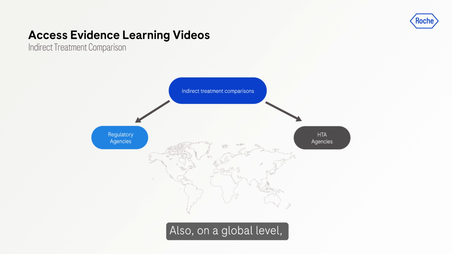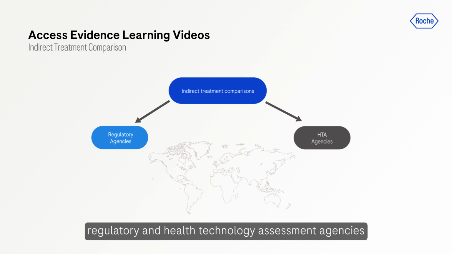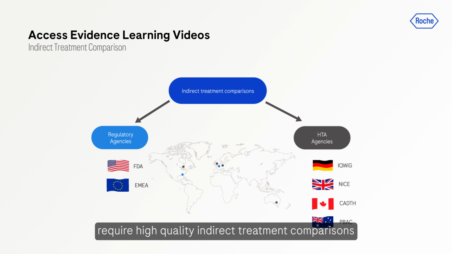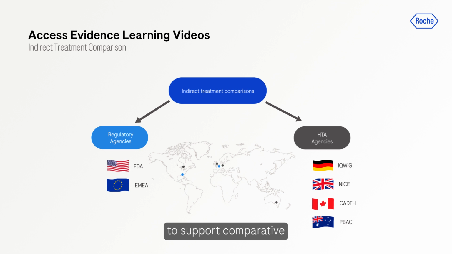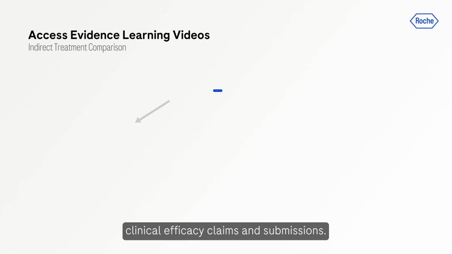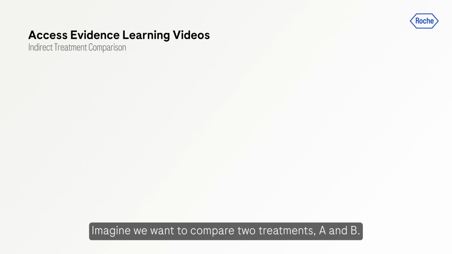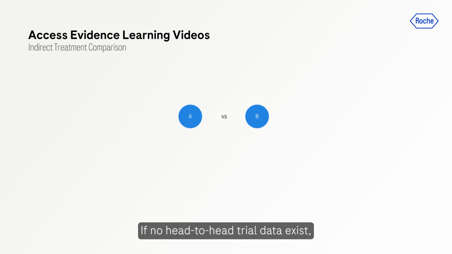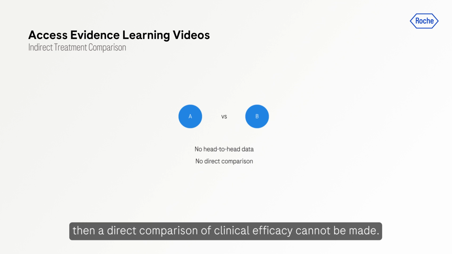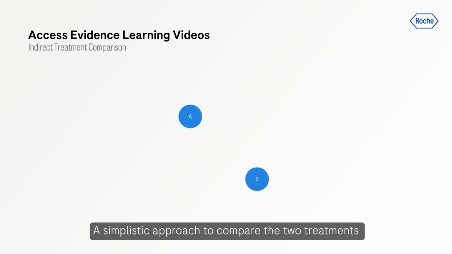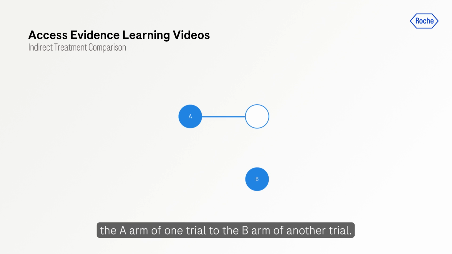Also, on a global level, regulatory and health technology assessment agencies require high-quality indirect treatment comparisons to support comparative clinical efficacy claims and submissions. Let us now consider the rationale and methodology for conducting an indirect treatment comparison in its simplest form. Imagine we want to compare two treatments, A and B. If no head-to-head trial data exists, then a direct comparison of clinical efficacy cannot be made. A simplistic approach to compare the two treatments would be to compare the A arm of one trial to the B arm of another trial.